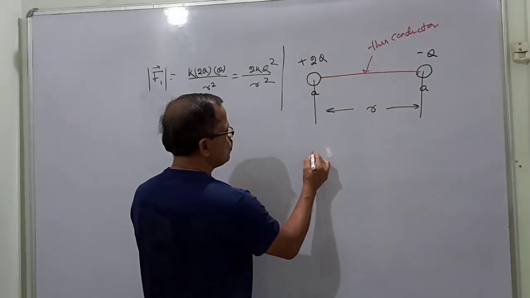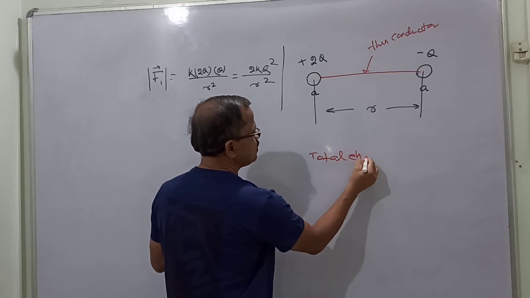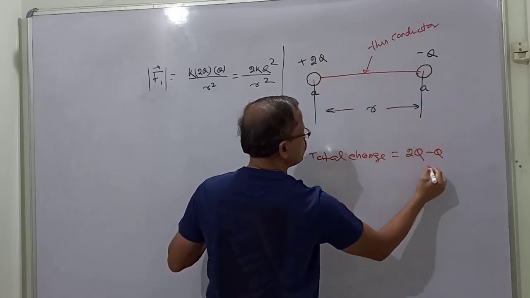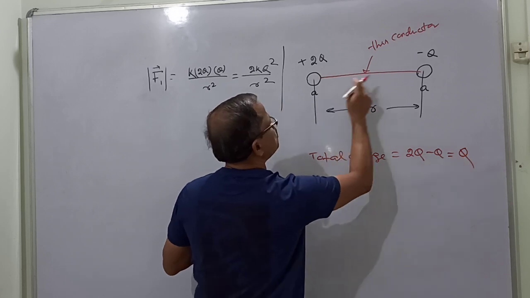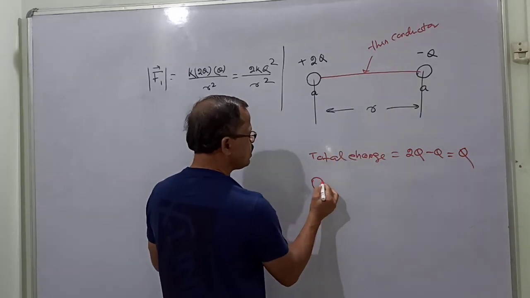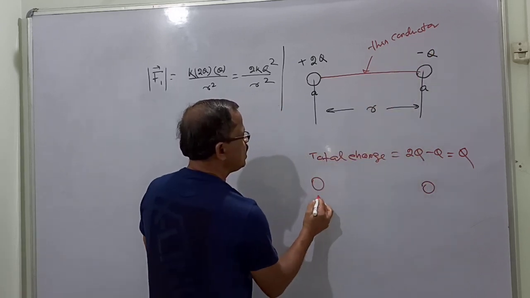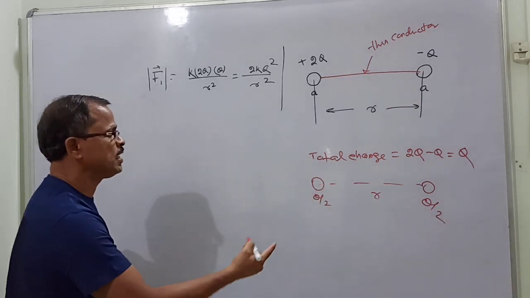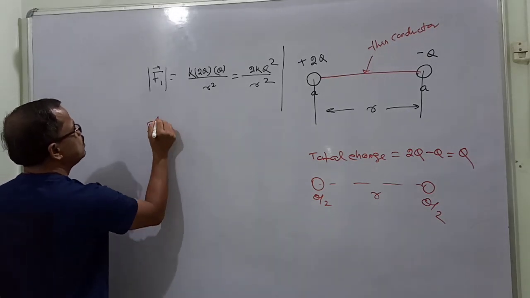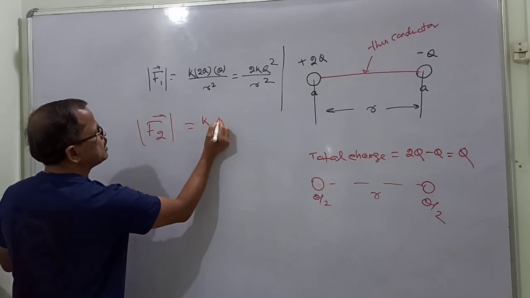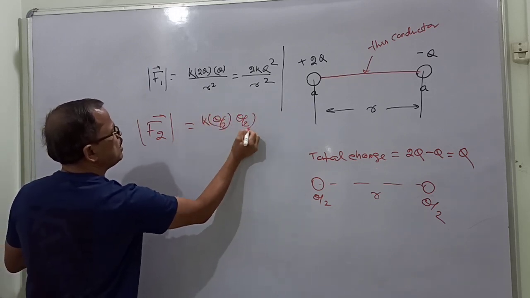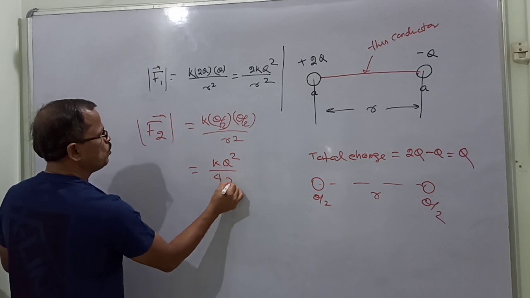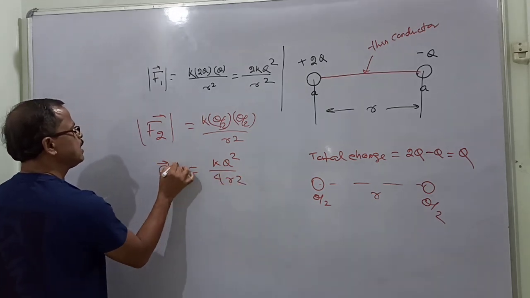Then what is the total charge? This body has charge 2q, this body has charge minus q. So the total charge is equal to q. That total charge will be divided in half. So when they are connected and the conductor is removed, they will each have charge q by 2, and the distance between them remains the same, r. Then what is the new force? The new force is equal to k, charges q by 2 and q by 2, distance r square. So the force is equal to k q square by 4 r square. This is the force in the second case.